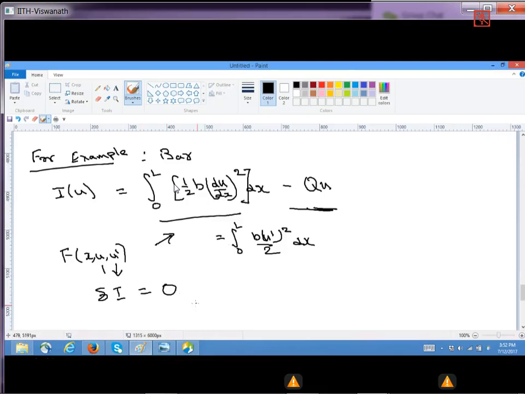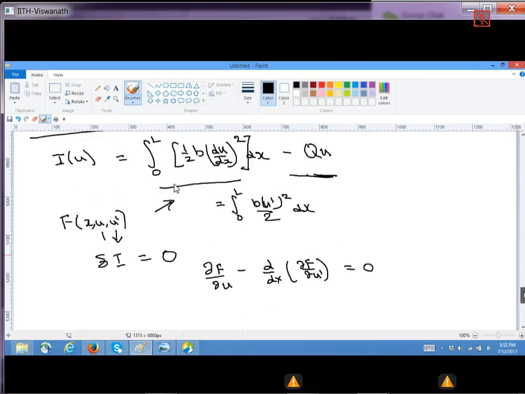What we need to satisfy is ∂f/∂u minus d by dx of ∂f/∂u' equals 0. Anyways, I have missed something here that I need to work out.